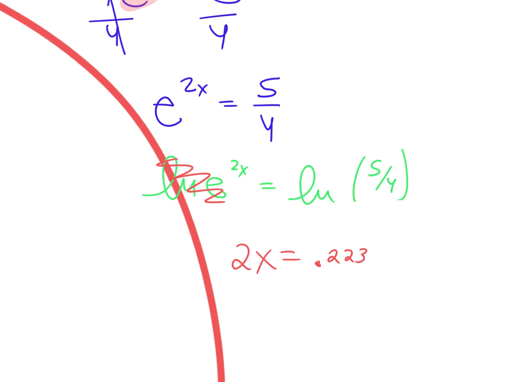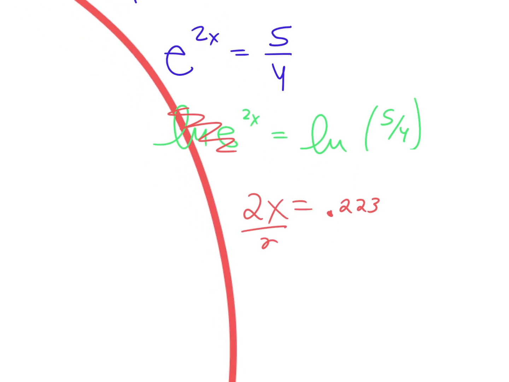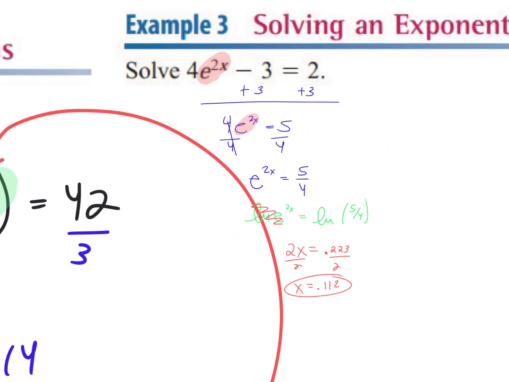0.223. Is that what you guys got? And then my last step is to do what? Divide by 2. So x equals 0.11. And then what can you do with that? You can throw it back in. In your calculator, hit 4, then e, raise it to the 2 times 0.112, close the parenthesis, minus 3, and you should get something really close to 2.